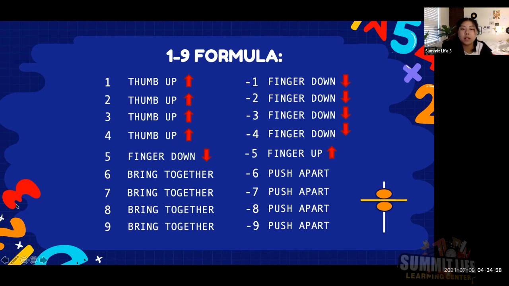So when it talks about thumb up, that means you're going to be adding 1. So this is my thumb, this is my finger. I'm going to use my thumb to add 1. I'm going to actually split my screen so then you can see what I'm talking about, a better visualization of it.